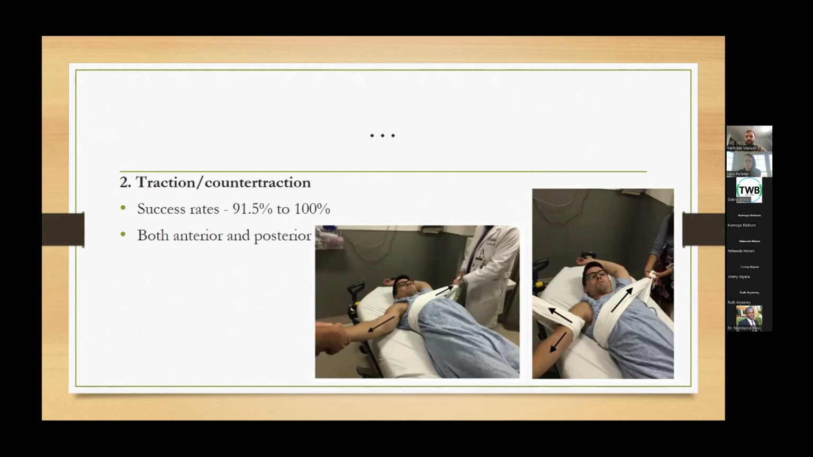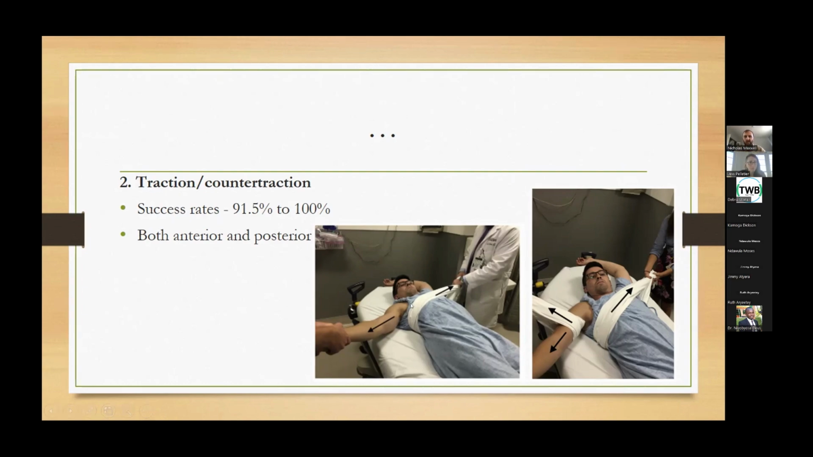I chose it also because its success rates are pretty high. As you can see, it's 91 to 100%. And it's easy to implement with really very limited resources. What you need is a pair of hands giving you counter traction and then yourself pulling it towards yourself. So the person that's doing the counter traction could even be an attendant. It doesn't necessarily have to be a clinician.